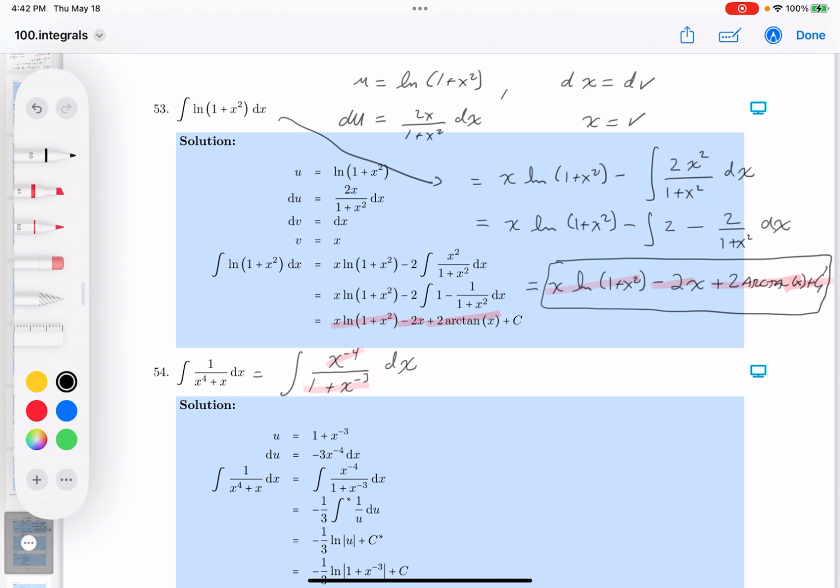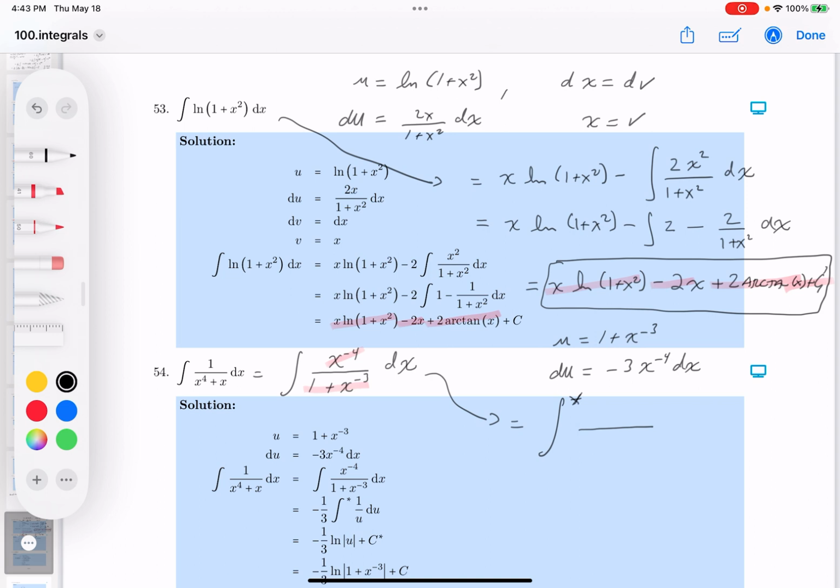So I'm going to write that down now. I'm going to write down u equals 1 plus x to the minus 3. And that means du is going to be minus 3 x to the minus 4 dx. So I think I can make a substitution now. And write that down for you. Star here.